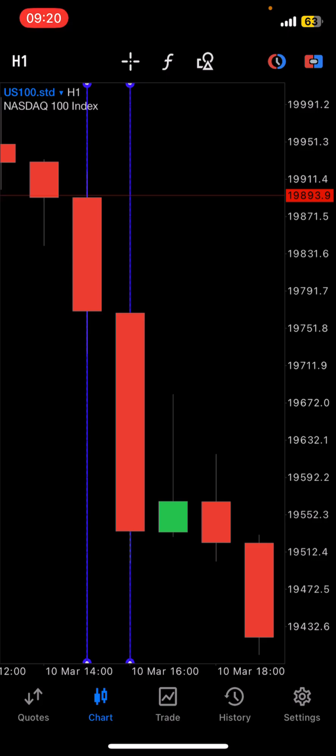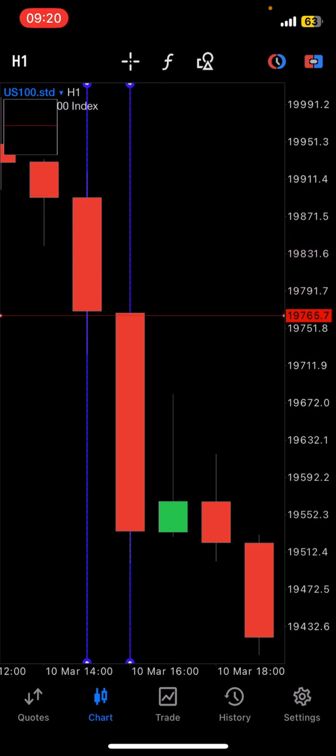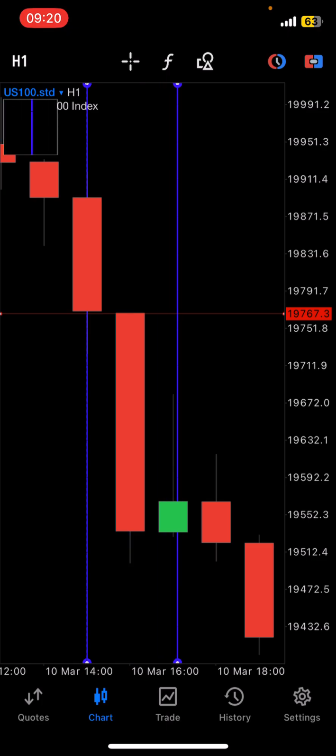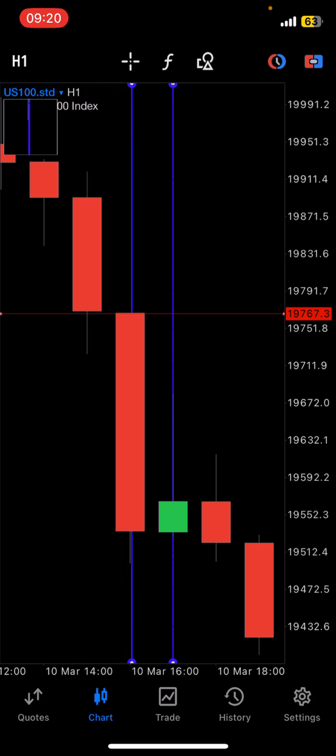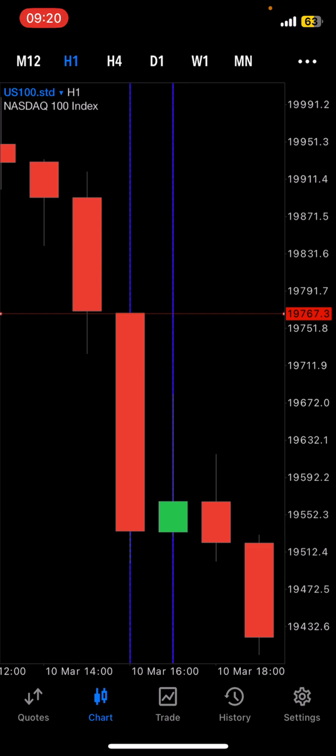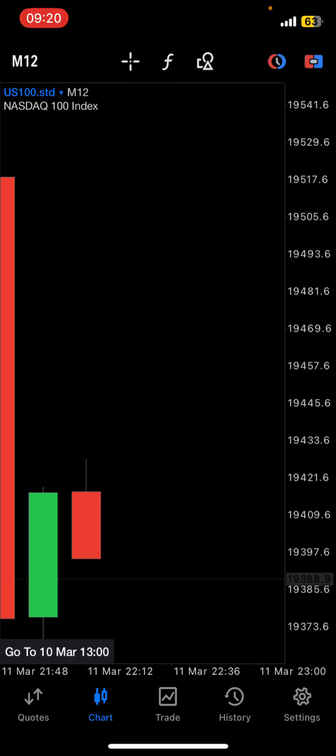So we're back testing that one there. Now we have this one. This is the next candlestick. Start here and ends there. Right. Now I'm going to go to the 12-minute time frame.